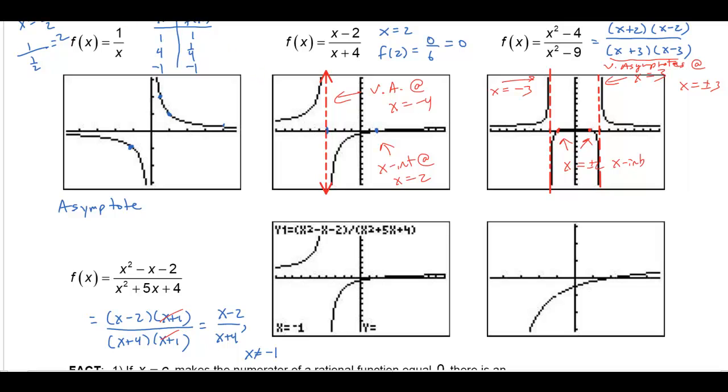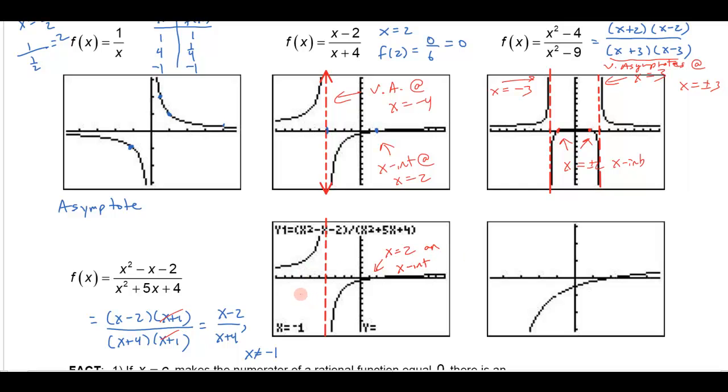So sure enough, it looks like right here at negative 4, there's going to be this vertical asymptote, and then also over here at x equals 2, there's going to be an x-intercept.